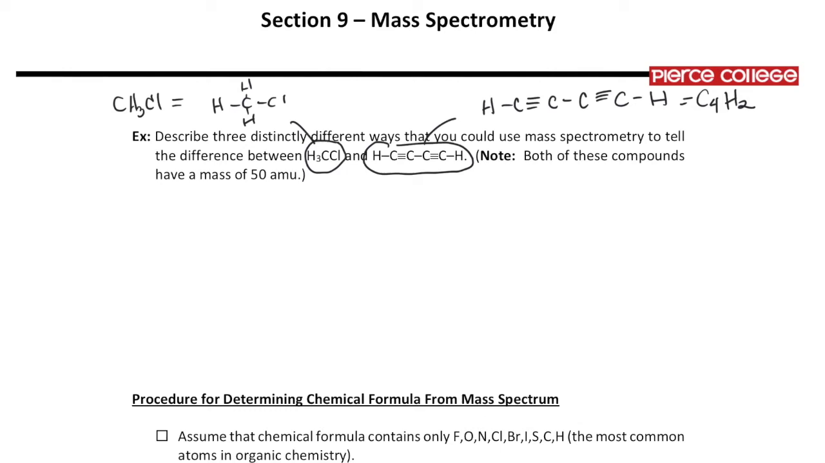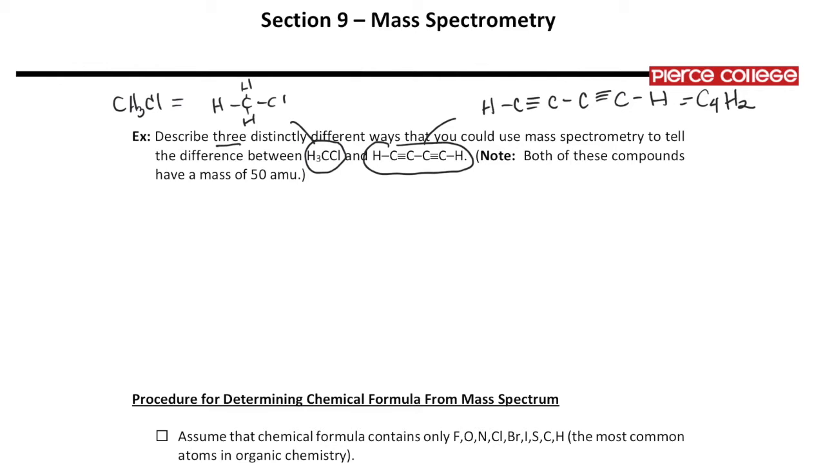Okay, so we are having this question before us about how we can tell the difference between these two molecules in mass spectrometry. Yes, they have the same mass. That's why we're trying to think of other ways to tell the difference. And there are many ways, and I asked you to think of 3. So let's take a closer look at these molecules again.